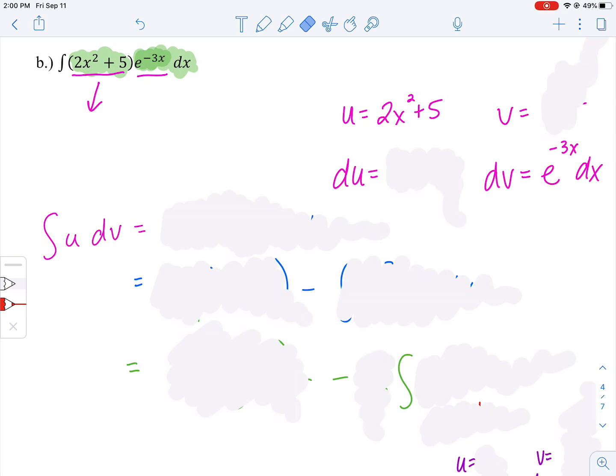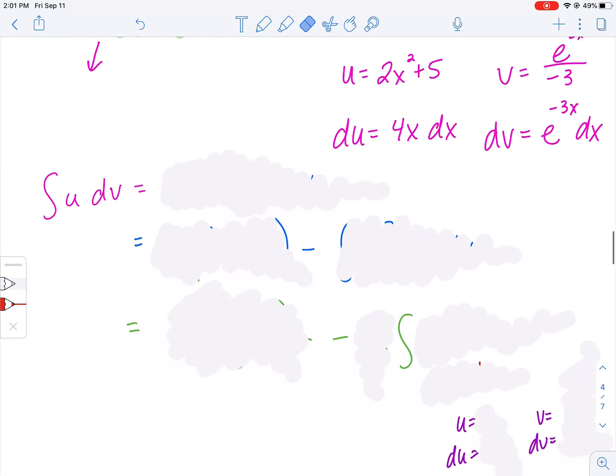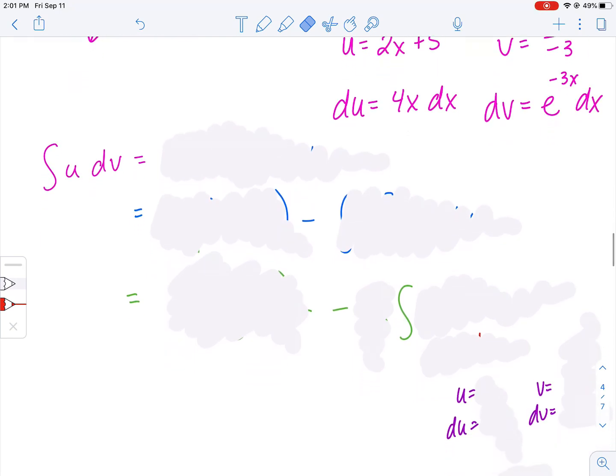Now that we have a u, find du. And now that we have a dv, let's find v. If u is 2x squared plus 5, then that means the derivative would be 4x dx. If dv is e to the negative 3x, the antiderivative of e to the kx is really e to the kx divided by k. So v would be e to the negative 3x divided by negative 3. I have all four pieces, and now I can use my integration by parts formula to plug in those four pieces. Remember, my integration by parts is u times v minus the integral of v times du.